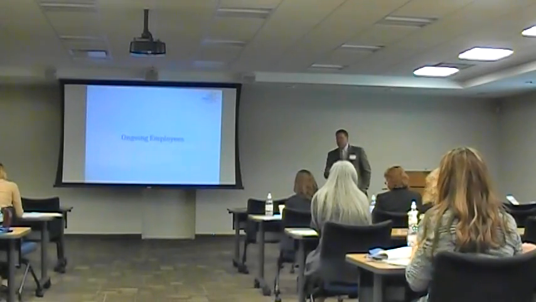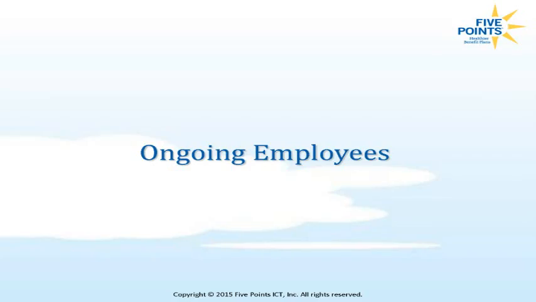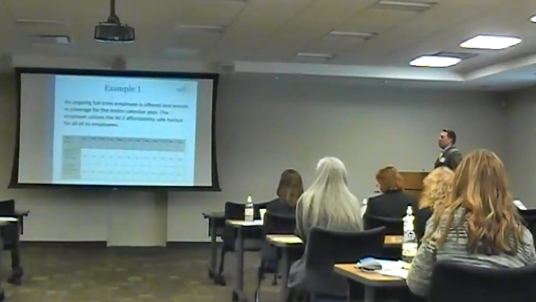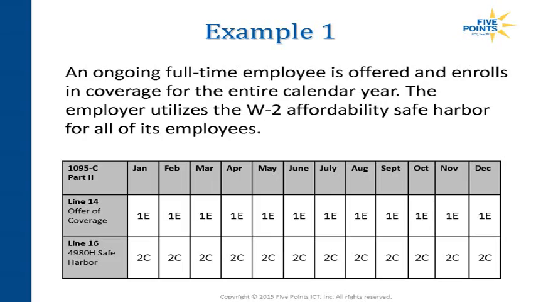So let's start with the ongoing employees. This is our normal ongoing employees, going to be the bulk of the folks that you have at your employer right now. So example 1, we have an ongoing full-time employee. They're offered and enroll in coverage for the entire calendar year. Employer utilizes the W-2 affordability safe harbor for all of its employees.